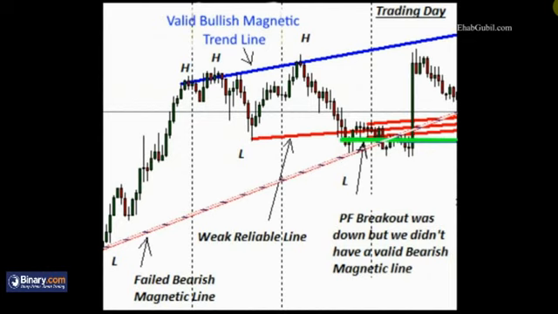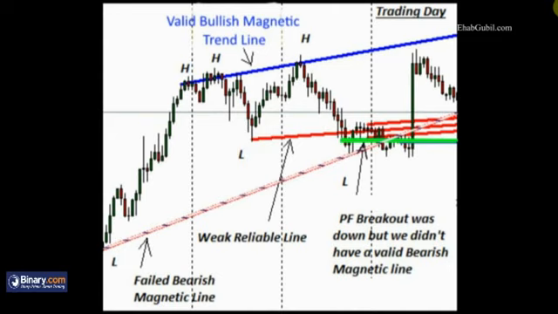But if we have a magnetic PF with a weak reliable line and we could not find a successive magnetic line in the same direction of the magnetic breakout, we should then look for a magnetic trend line in the opposite direction. And if we find a valid one, since we have a weak reliable line, we could enter in the opposite direction of the magnetic PF breakout, with the direction of the new magnetic trend line.